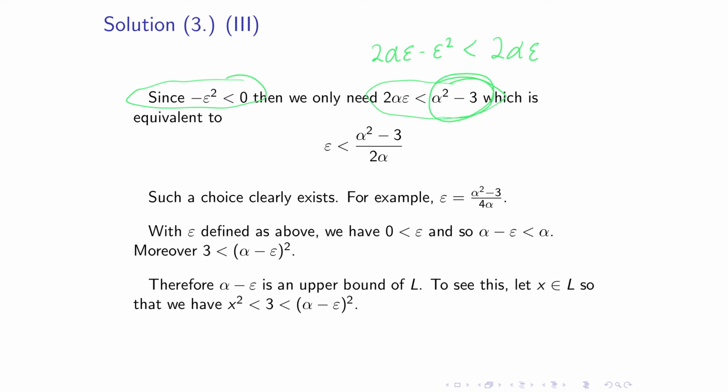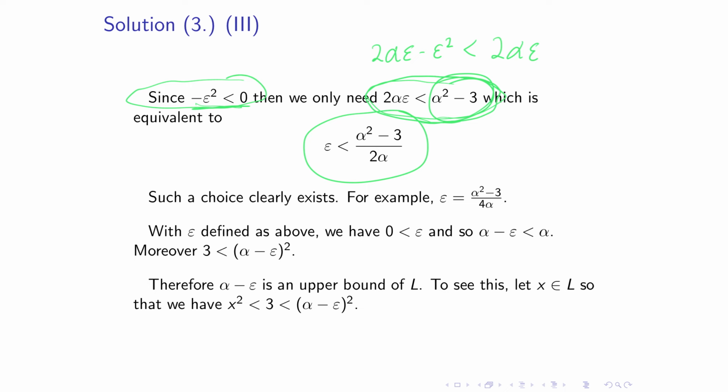So as long as I can make 2 alpha epsilon less than alpha squared minus 3, then everything follows immediately. This is maybe just a little bit of a cheat that won't generalize when we take things further, but at least for now, let's just use the cheat and say that all I really need is just this. And that's so easy to satisfy. You just divide by 2 alpha, and we have all we need for that.